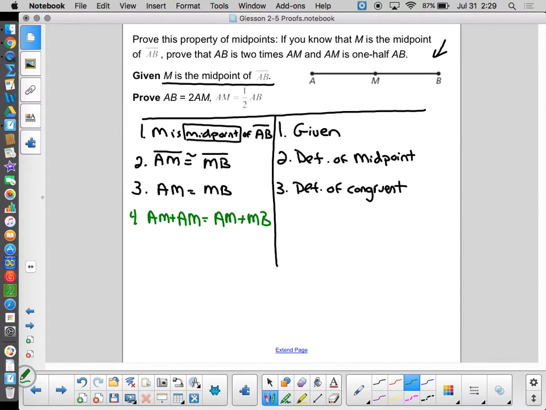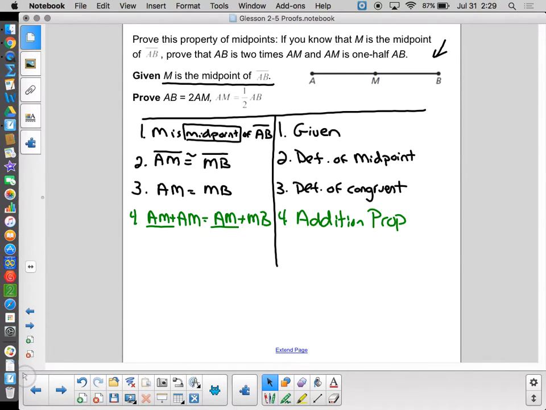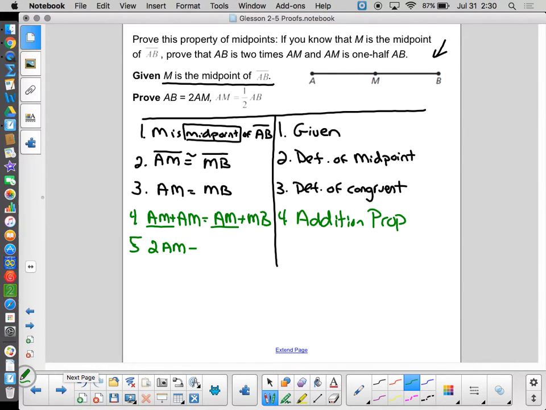So what I do, I'm adding an AM to both sides of the equation, aren't I? That's addition property of equality. I'm allowed to add the same thing to both sides. But AM plus AM, it's the same thing. That's 2 AM. So that's a substitution step.